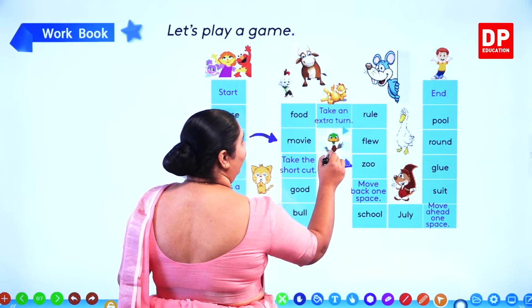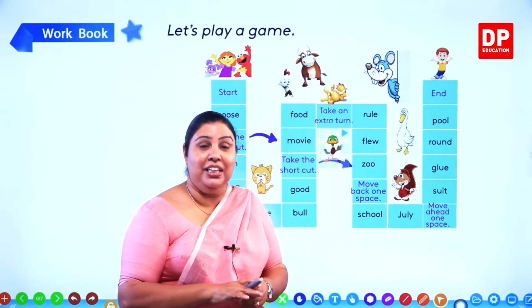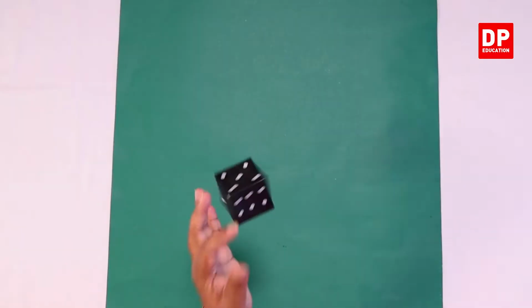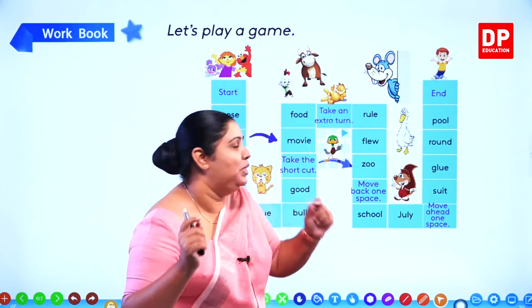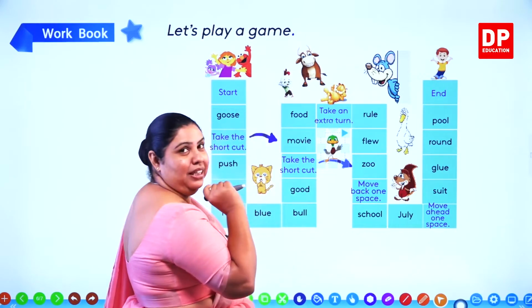Oh, what do we have here? Take an extra turn. ඔන්න අපිට තව turn එකක් ගන්න කියලා තියෙනවා. So I'm going to take another turn. Right. I got number 2. I have got number 2 now. So I'm going to move. Now I'm here. දැන් teacher කොතනද ඉන්නේ පුතේ?